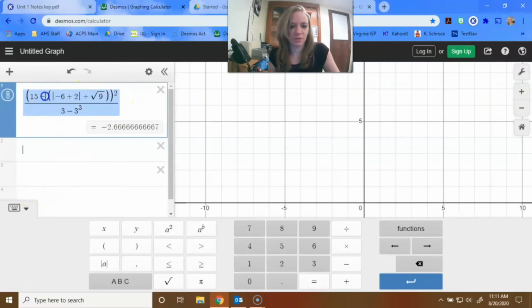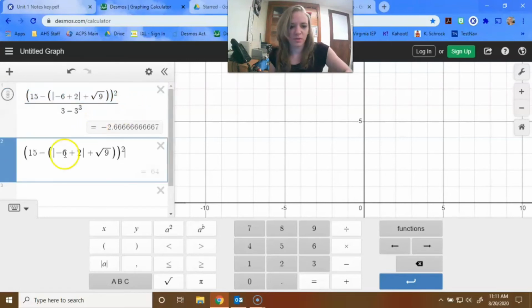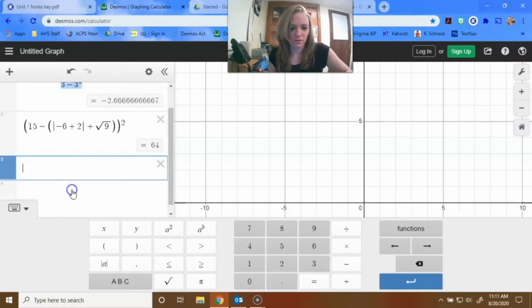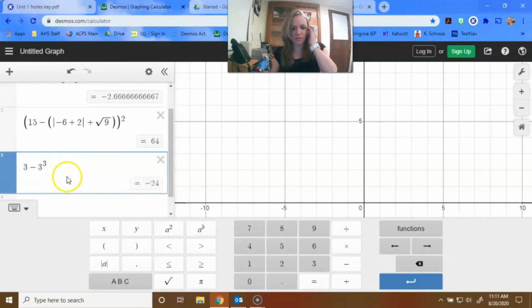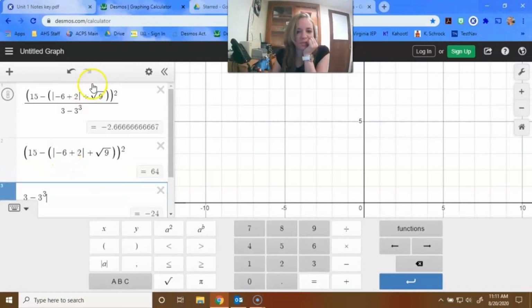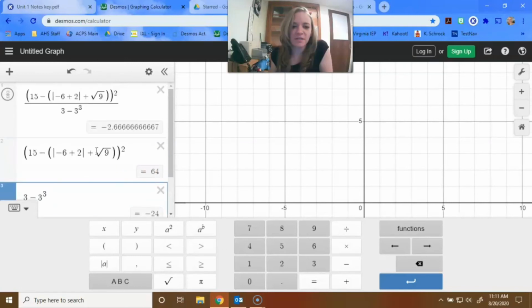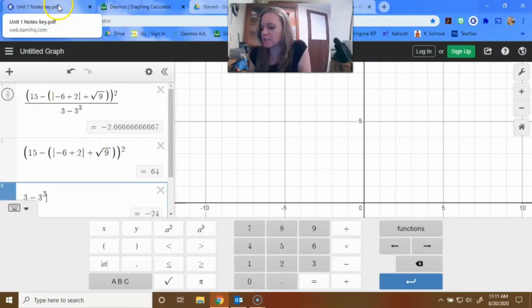Oh, I pushed the wrong thing. Let's try that again. Trying to do this the fast way. There we go. Copy, paste, alright, and then copy and paste. So you could do this. You could put the numerator separately, denominator separately, and then 64 divided by -24, math enter the other calculator, and get the simplified fraction.